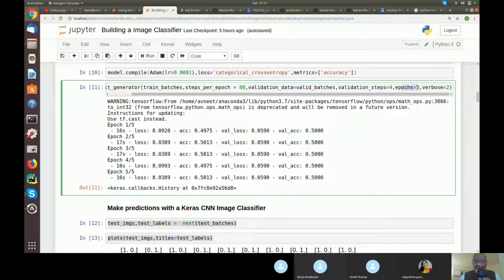Number of epochs. Does anyone remember what an epoch is? It runs 5 times to fit the model on the same data. Perfect. So one epoch is going through all the data one time. So here the epoch is 5, meaning we go 5 times through the entire data set. Verbose is just how much information we want the algorithm to give out. So here you can go ahead and run that.